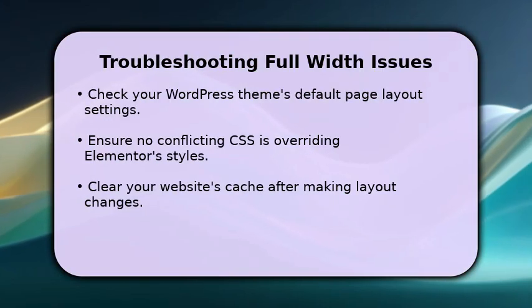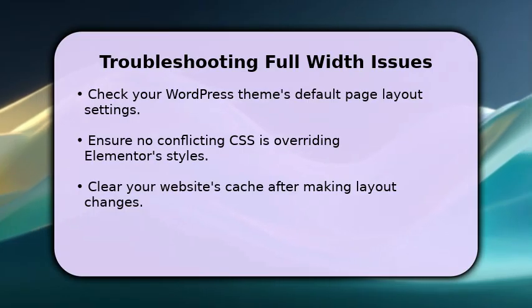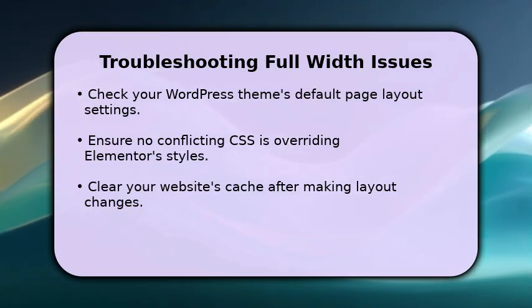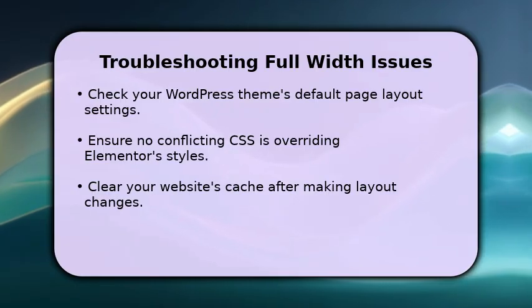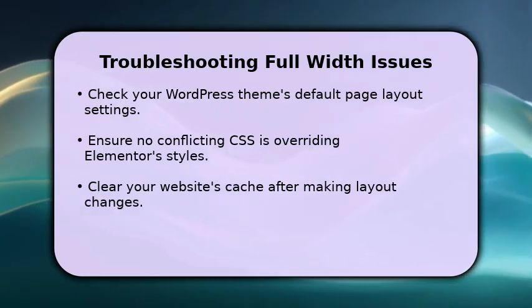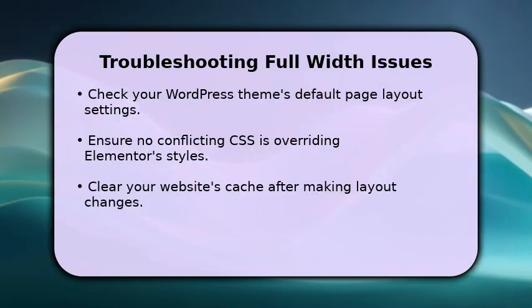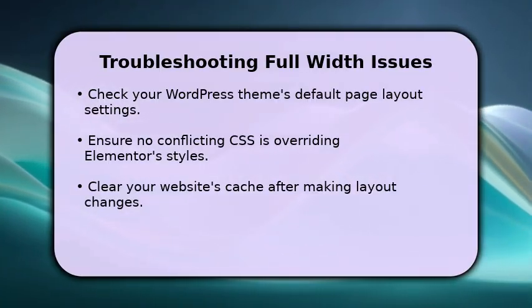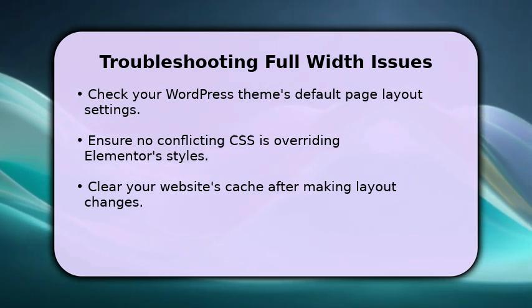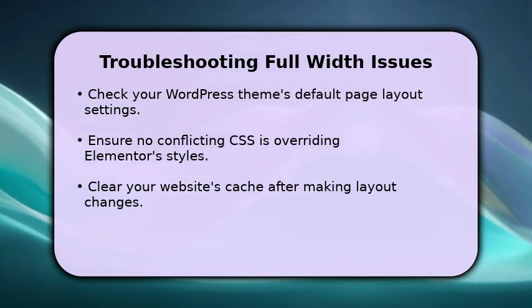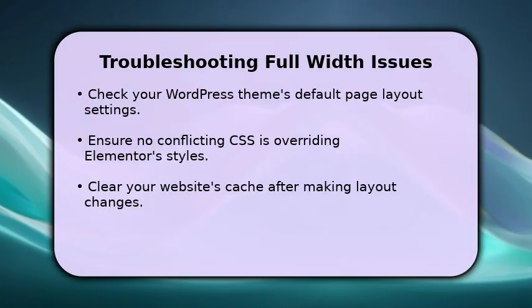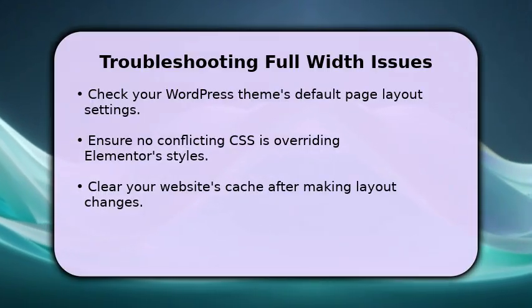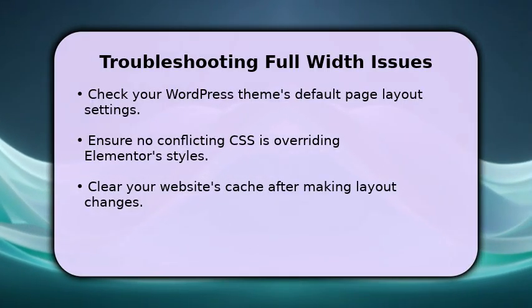If your page is not appearing full width, there are a few things to check. First, ensure your WordPress theme's default page template is not overriding Elementor settings. Sometimes, custom CSS from your theme or a plugin can also interfere. Finally, always remember to clear your website's cache after making any layout changes. This ensures that the most recent version of your page is displayed to visitors, resolving many common display issues.